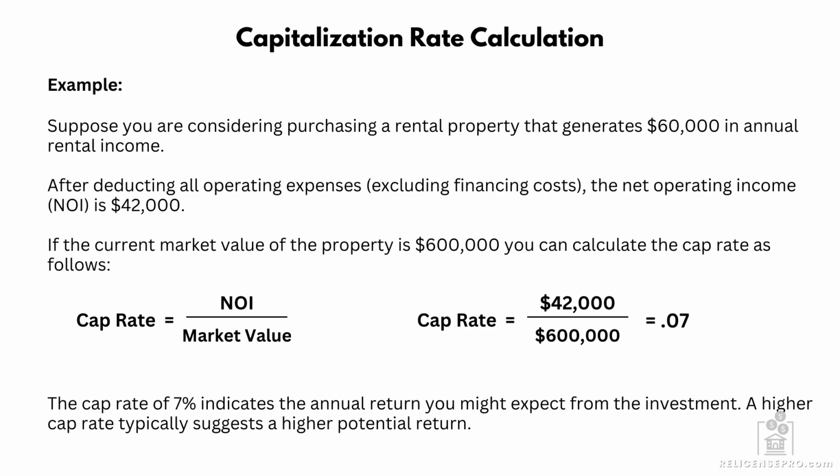If the current market value of the property is $600,000, you can calculate the cap rate as follows. The cap rate equals the net operating income, NOI, divided by market value. In this case, it's $42,000 net operating income divided by $600,000, or 0.07. So the cap rate of 7% indicates the annual return you might expect as the investor. A higher cap rate typically suggests a higher potential rate of return. So cap rate is an important one that we want to understand as we're studying for the examination. Good luck with this. Practice a few, and then I'll see y'all in the next one.